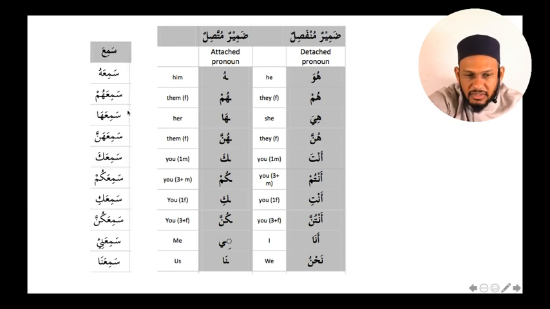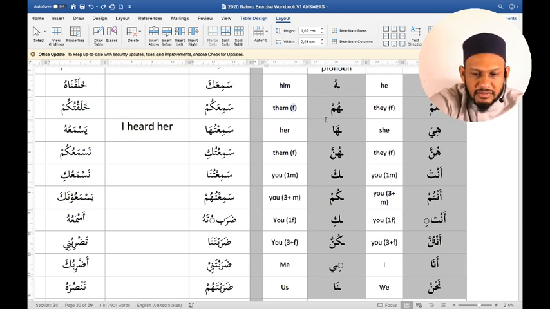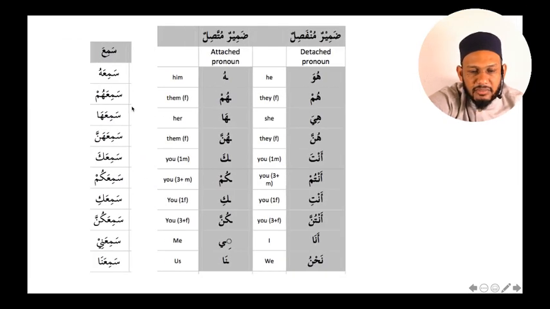So if you look here, he heard him is sami'ahu. He heard them, and there's a mistake there with the them. It mustn't be an F, it must be an M, in your workbook also, because the whom is a group of males, or a mixed group. So just fix it there. The whom must be an M.